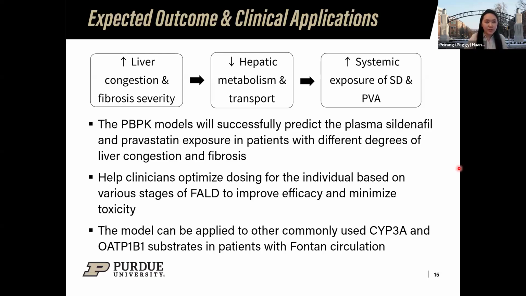This model will successfully predict the pravastatin and sildenafil plasma exposure in patients with different degrees of liver congestion and fibrosis, which will help clinicians optimize dosing for the individual based on different Fontan stages to improve efficacy and minimize toxicity. This model can be applied to other commonly used CYP3A and OATP1B1 substrates in patients with Fontan circulation.